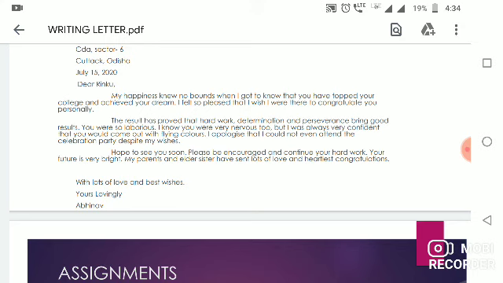See, what I want you to do is just understand and remember the method and the criteria, like where to use the sender's address, where to use the date, where to use the subject, where to use the salutation, where to use the body of the letter and how the body of the letter should be written, and where to use the ending line, subscription and name. So all these are the things which you need to remember. After that you can do anything.